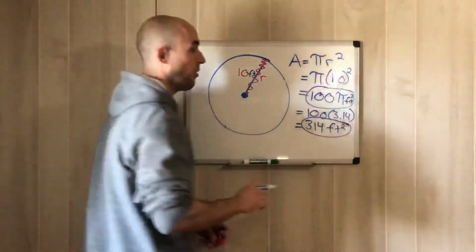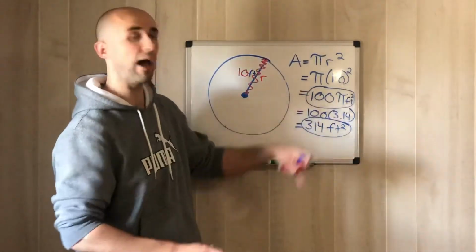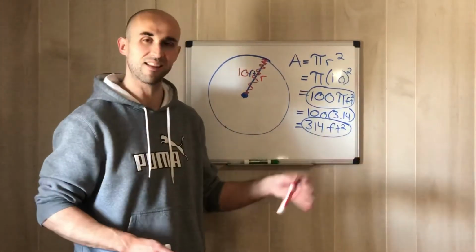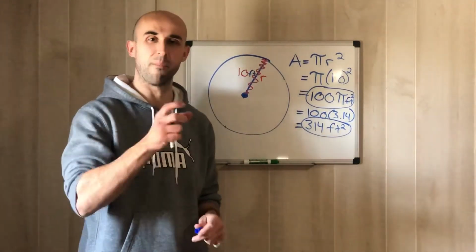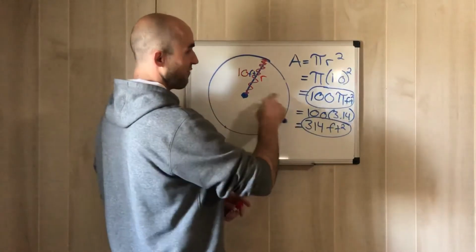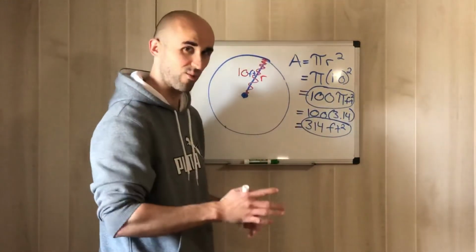But again, however you guys want to write it. If you want to write it as pi, you could. If you want to multiply the number times pi, you're more than welcome to do so. And don't forget, every time you're dealing with area, it's always squared.